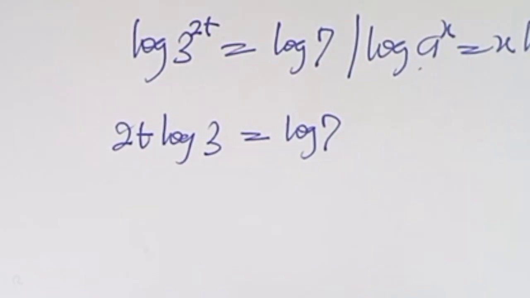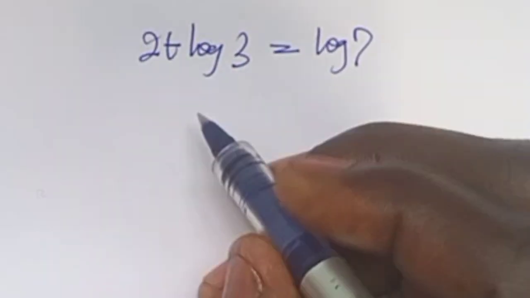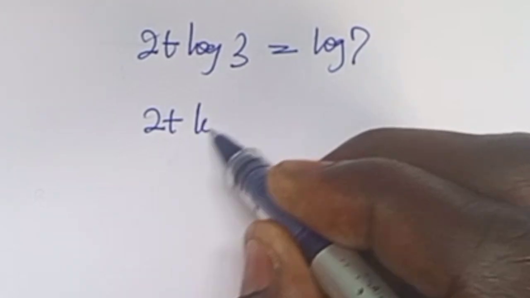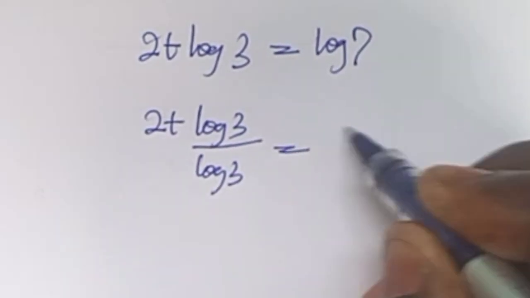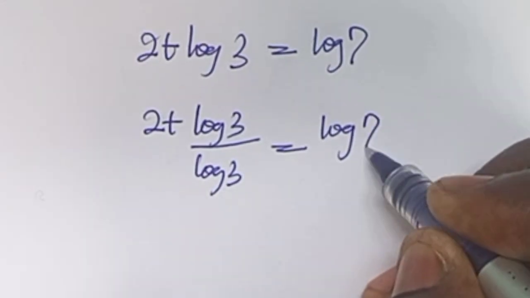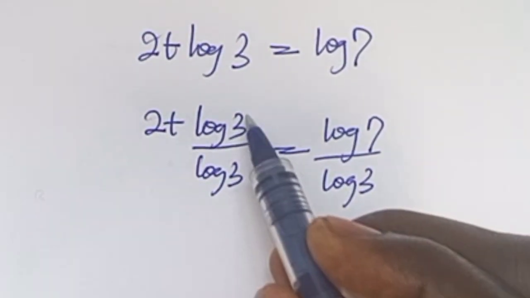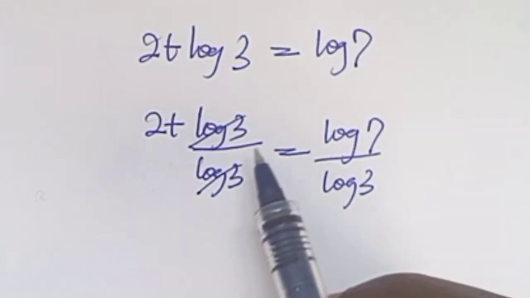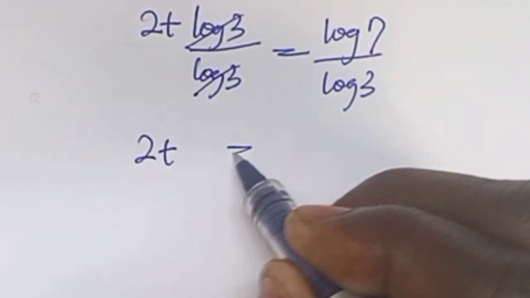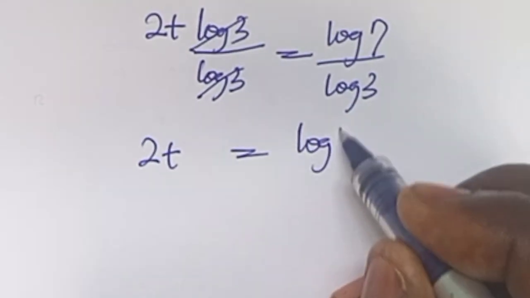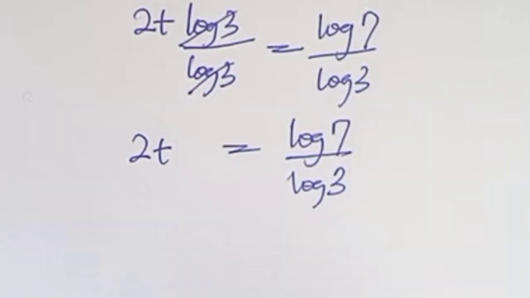And we are verifying. So we're going to divide both sides by the coefficient of 2t, that is 2 log 3 over log 3 is equal to log 7 over log 3. Here, log 3 divided by log 3 will be 1, and 1 times 2t, what is left is 2t equals to log 7 over log 3, and it's fine.